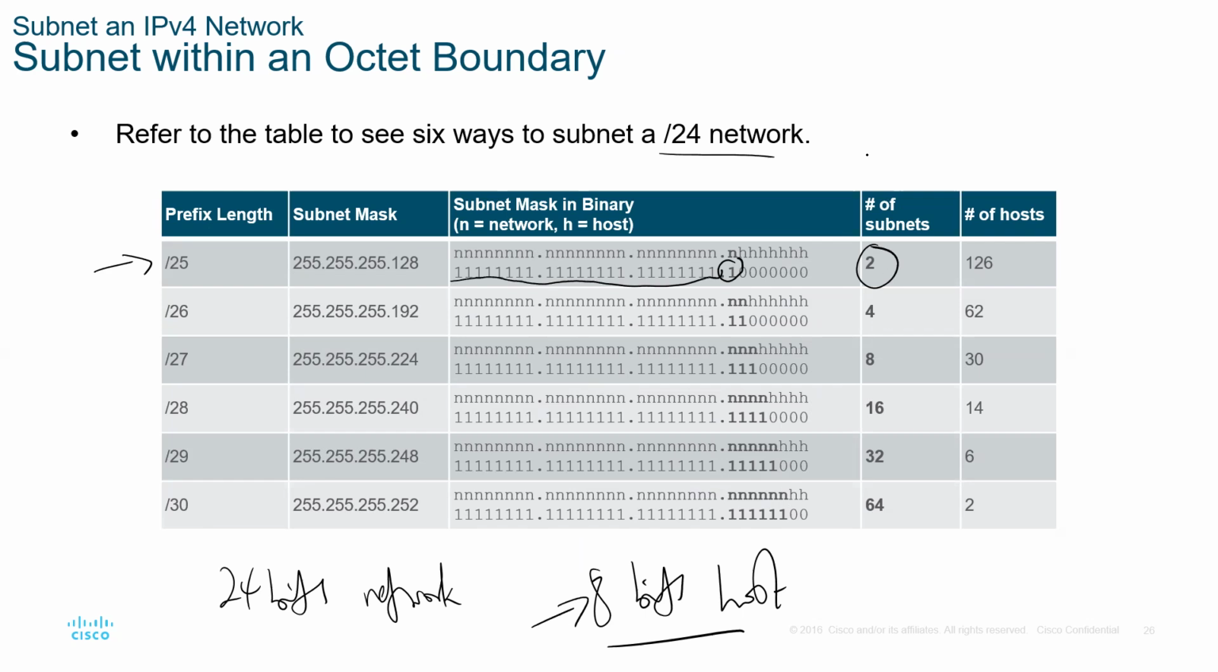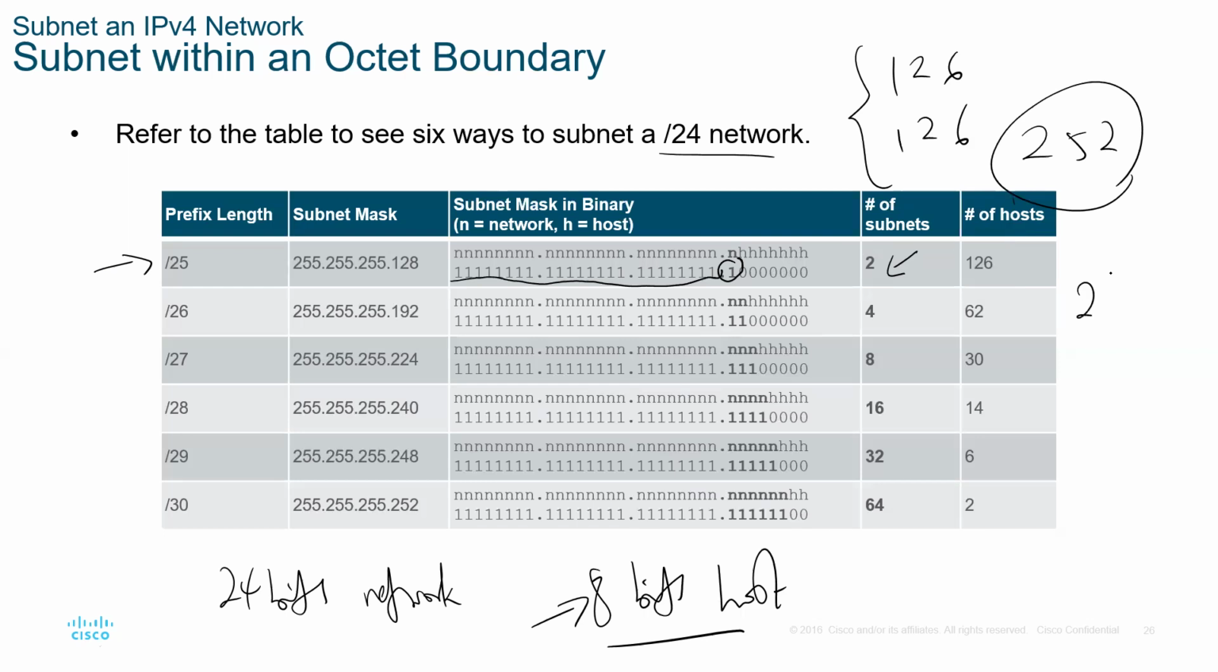2 networks. Then I'm left with 7. I've borrowed 1. I'm left with 7 bits. And if I say 2 to the power of 7 minus 2, I'll get 126 hosts. Of the 2 networks that I've created here, it means each we have 126, giving you a total of 252, plus, when we given our formula, we said 2 to the power of n minus 2. So plus 4, you get 256, which is the original /24 number of addresses.